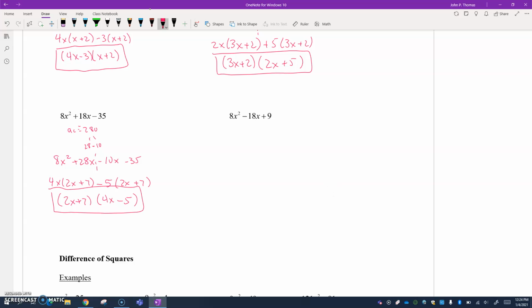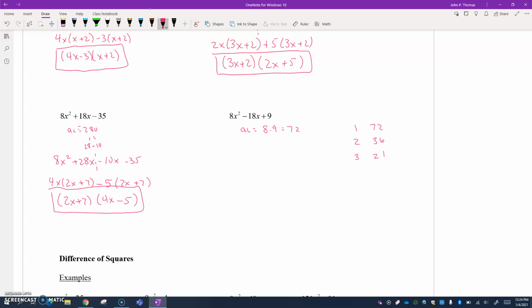All right, looking at the last one here, AC is going to be 8 times 9, which is 72. So it multiplies to 72 and adds to 18. So 1 and 72 is not going to work. We've got 2 and 36. That's not going to work. We'll check a 3 there. 3 into 72 is 21. And 3 and 21 we might think works, but that would only be if it's a negative there.